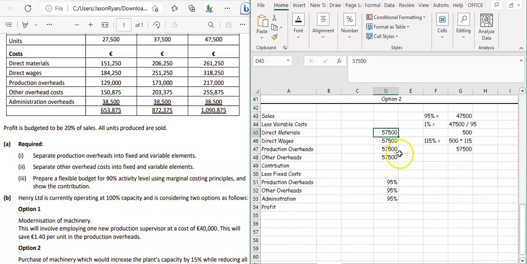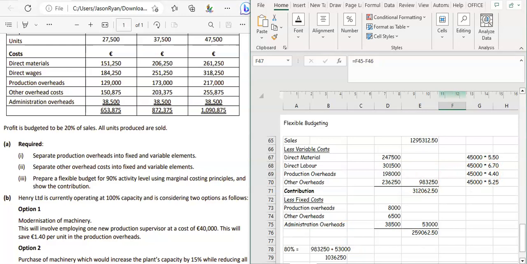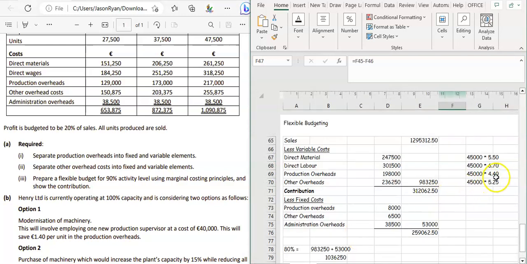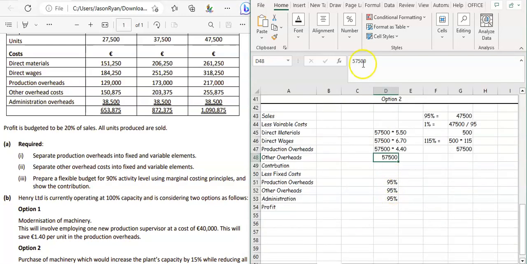So there's videos done up on them if you want to have a look back at them. So €5.50 is going to be for the first one, that's your direct materials. Our direct wages is not changing as well, so our direct wage is €6.70. So 57,500 multiplied by €6.70. Production overheads, €4.40, so 57,500 multiplied by €4.40. And then €5.25 for other overheads, so you're going to multiply that by €5.25.